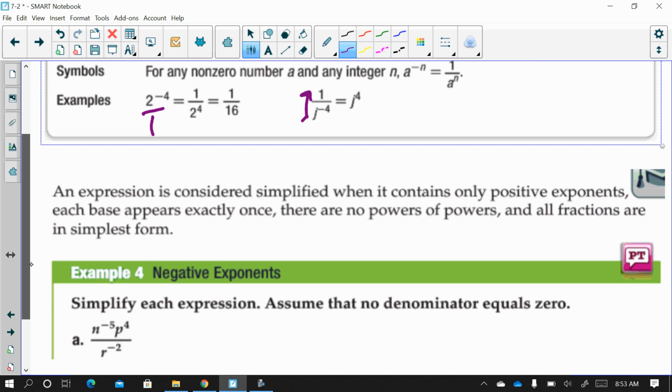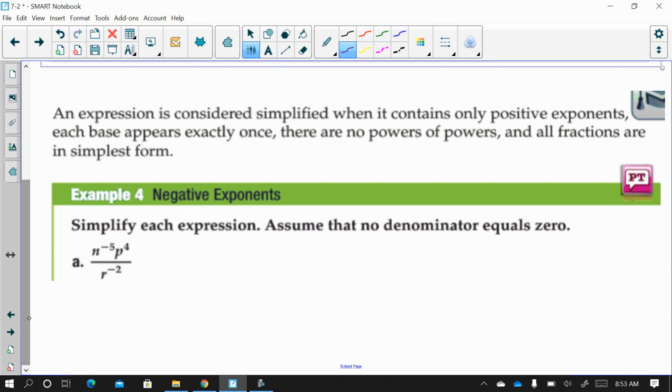Once we know our negative exponents, that leads us to simplifying. Remember, each variable appears once, no power to powers, and we simplify all fractions. Now we're just going to add one more rule. We can only have positive exponents. So let's check out some problems.